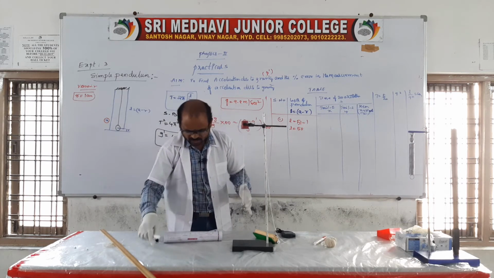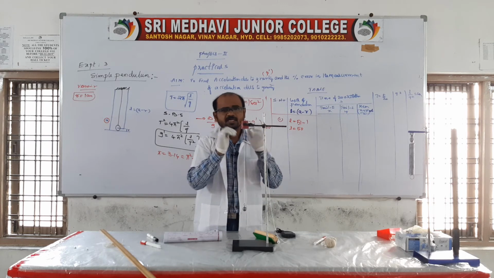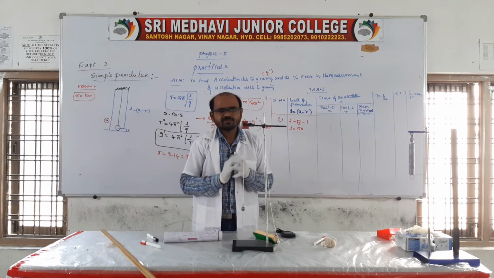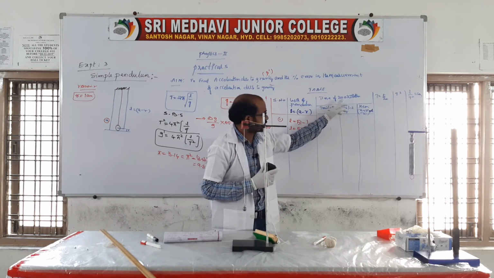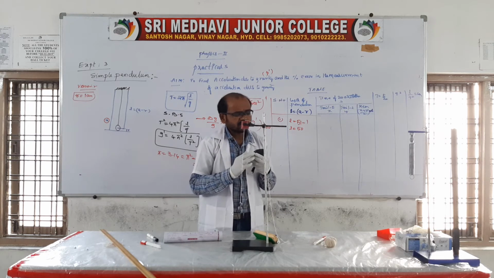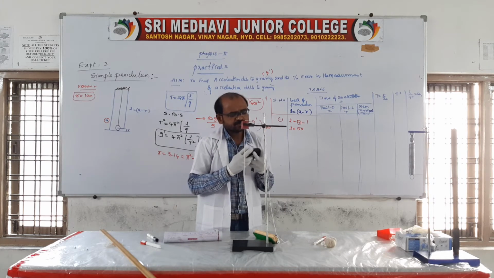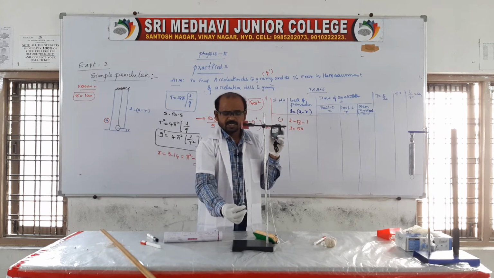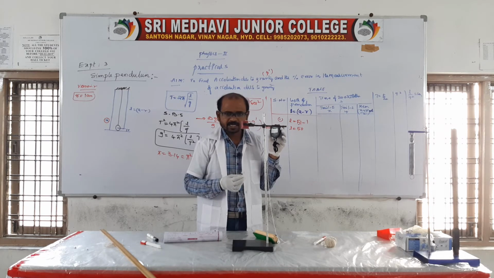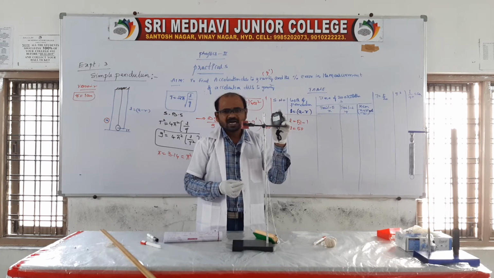Now we want to start the oscillations and find the time period. For 20 oscillations every time we should note down the time. For trial 1, we should note down the time of 20 oscillations. Now I am starting the experiment. This is the stop clock. Now it is at the mean position. Pull it to one side and release it. While you start the counting, you start the stop clock. After the end of the 20 oscillations, you stop the clock. Okay, now let us start.